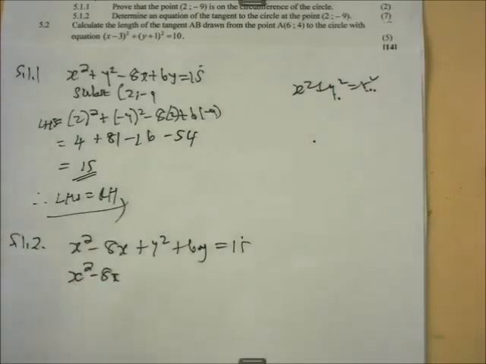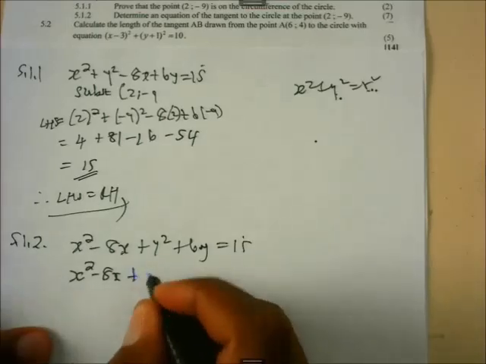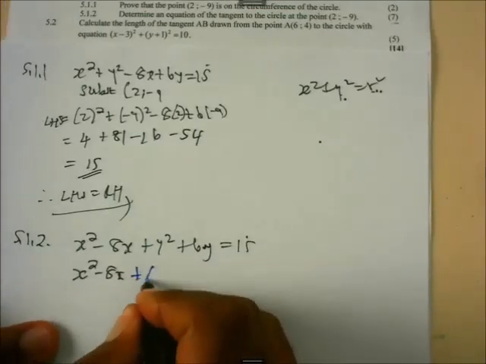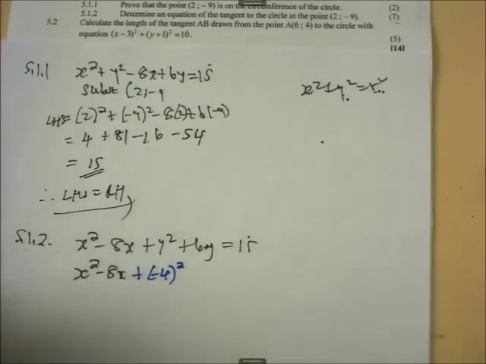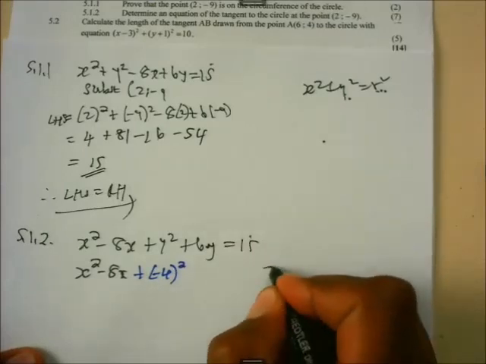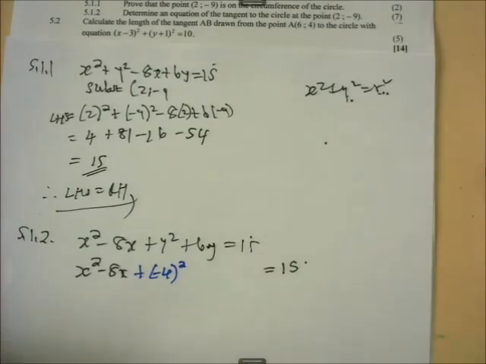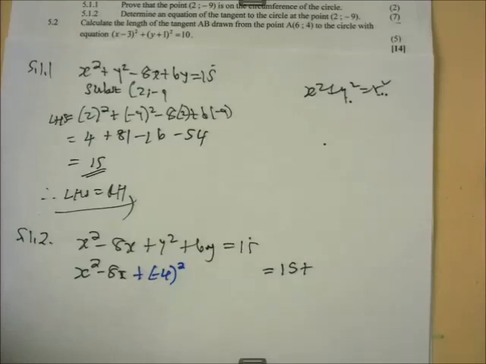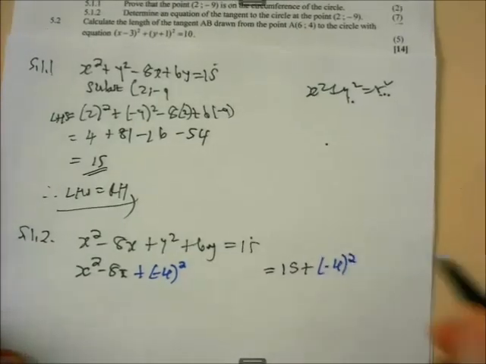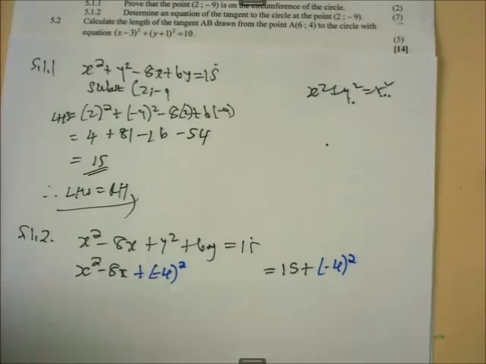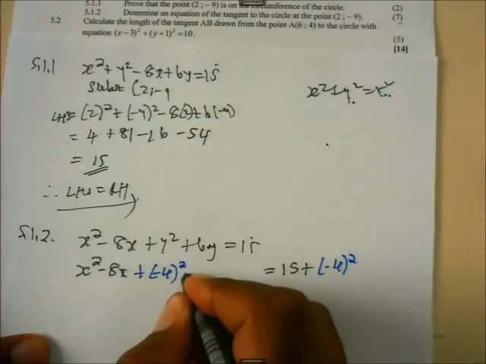Now, what is it that you're going to do? We are going to add half of the middle term here. What is half of the middle term? Of course, it's minus 4. We add minus 4 squared, and you do the same on this side. You must also add minus 4 squared on the right-hand side so that you don't change the equation.